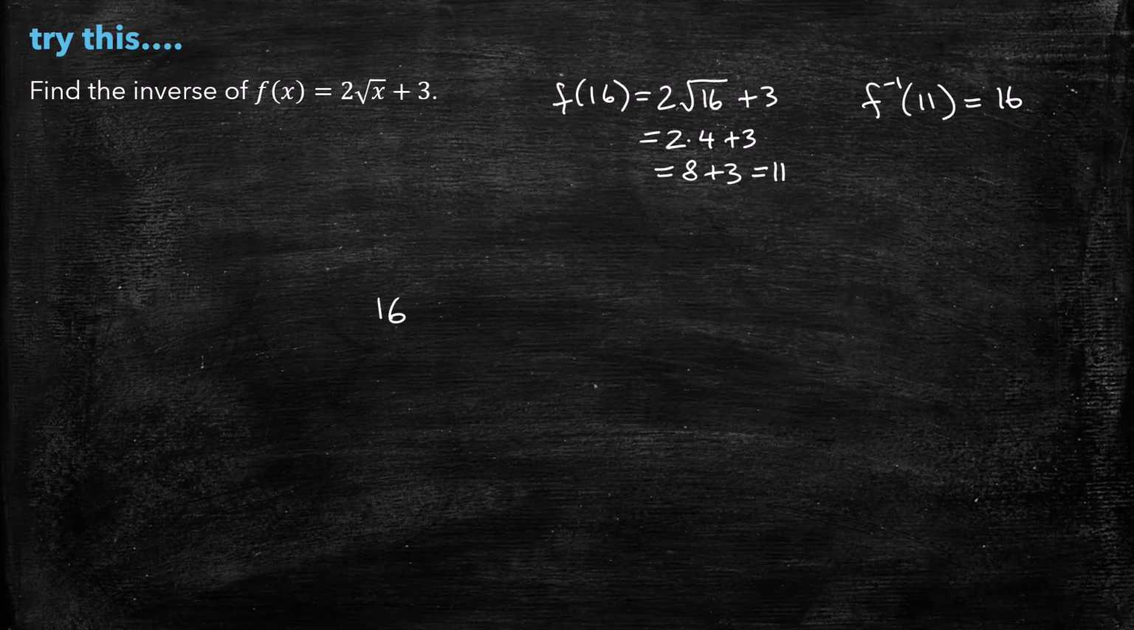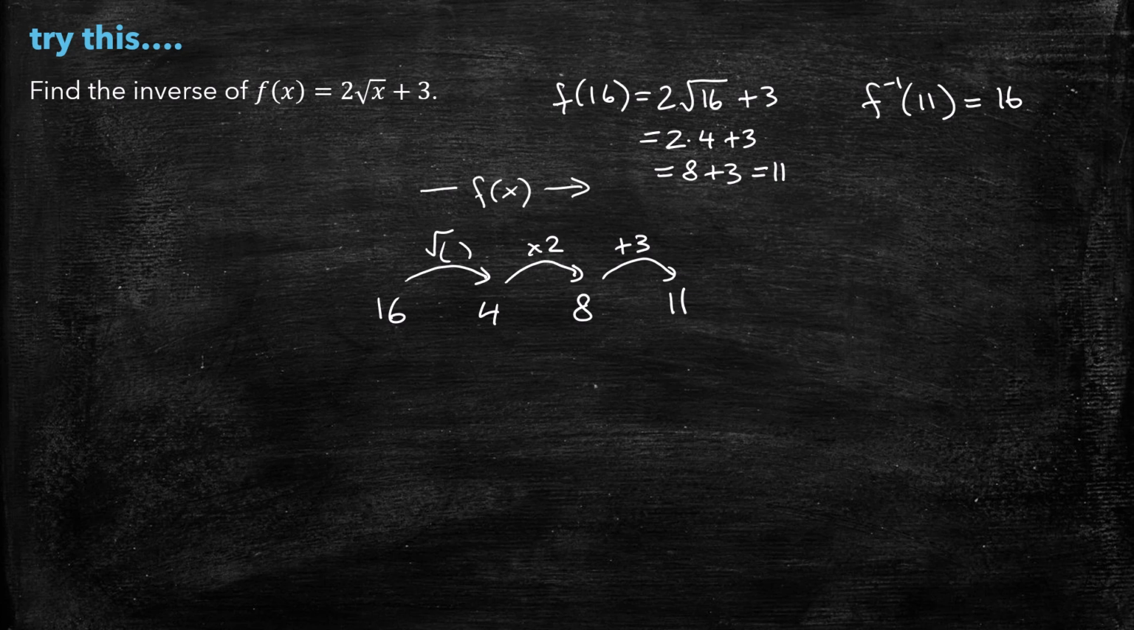So let's take our input of 16, and we're going to think about f of x. The first thing it says to do is to take the square root. So the square root of 16 is 4, and then multiply by 2 to get 8, and then add 3 to get 11. So f of x is basically taking us in this direction. And we need the inverse function to reverse that.